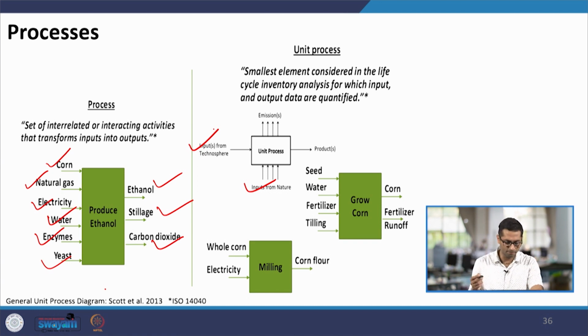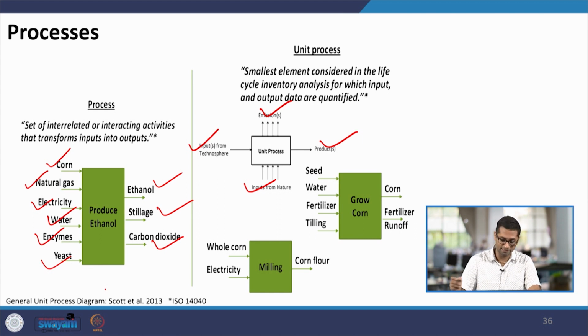Just for an example, in the earlier example, the inputs of corn or natural gas are inputs that are coming from nature, whereas electricity is something that has been produced using some of the natural inputs, and that could be considered an input from the technosphere. What we finally get is the product as well as the emissions to the atmosphere or to the different spheres of the earth. Further, a typical example of a unit process could be the growing process of the corn.